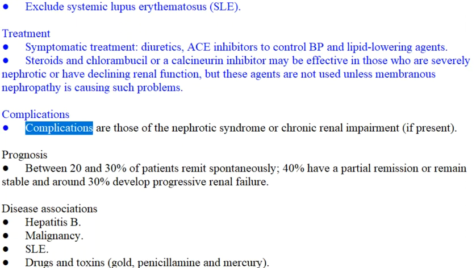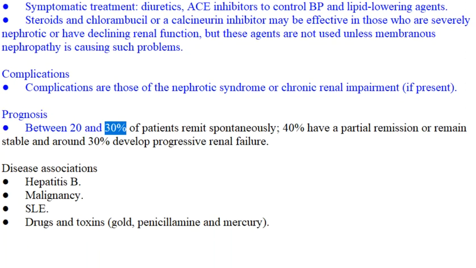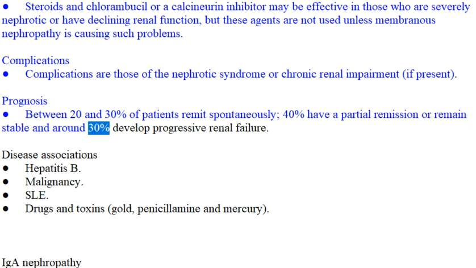Complications. Complications are those of the nephrotic syndrome or chronic renal impairment, if present. Prognosis. Between 20 and 30% of patients remit spontaneously, 40% have a partial remission or remain stable, and around 30% develop progressive renal failure.